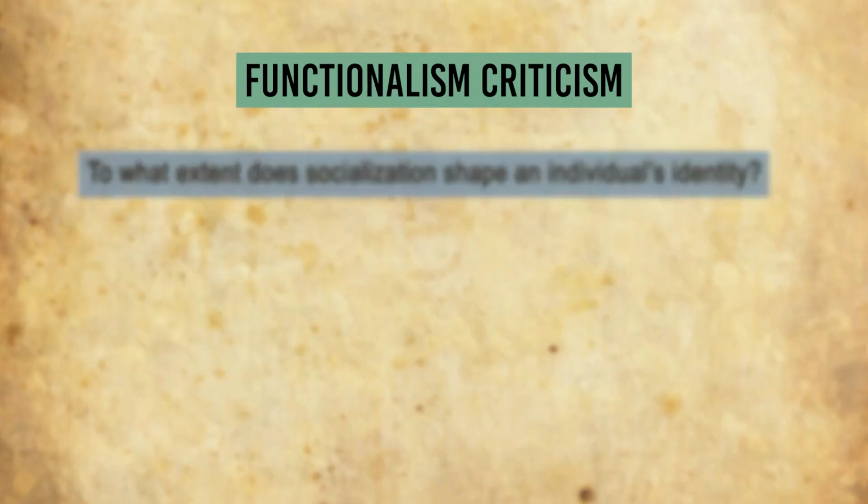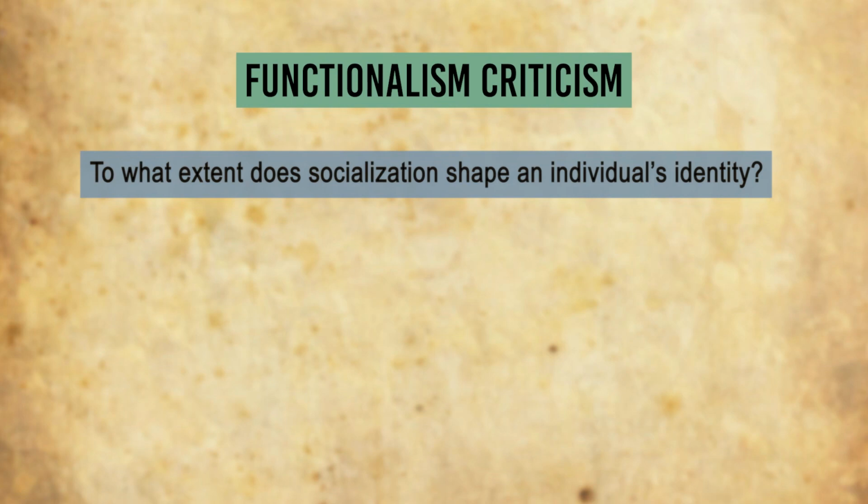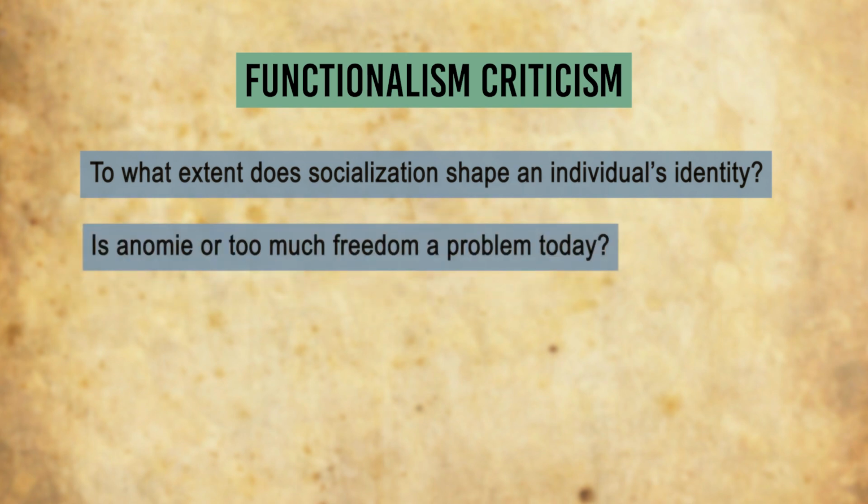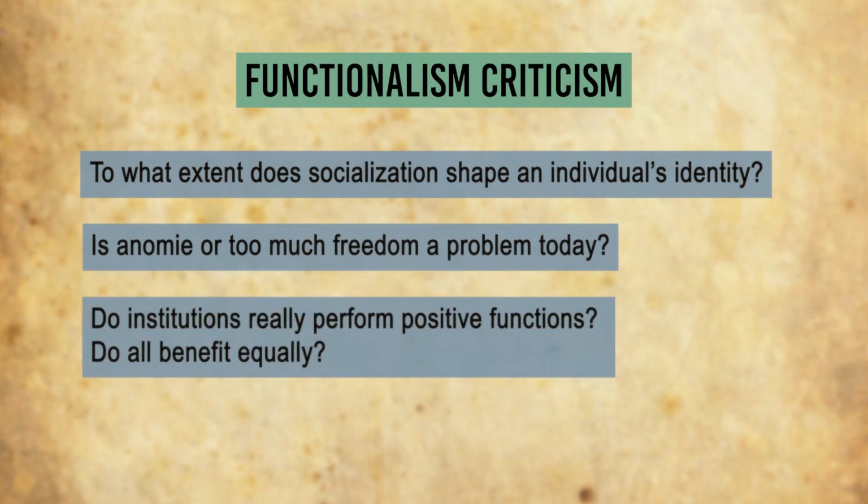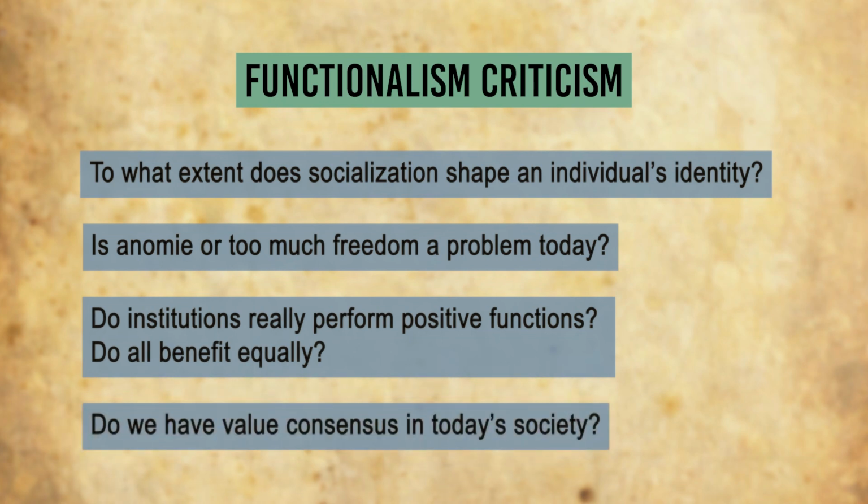Now, functionalism talks of order, harmony, equilibrium, status quo. Where is change? Where is conflict? What about history that changes? So, is it ahistorical? To what extent does socialization shape an individual's identity? Questions like these arise. Is anomie or too much freedom a problem today? Do institutions really perform positive functions? Do all benefit equally with the same positive function? Do we have value consensus in today's society?